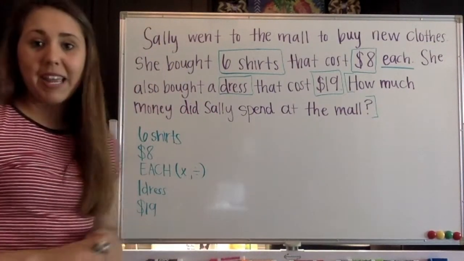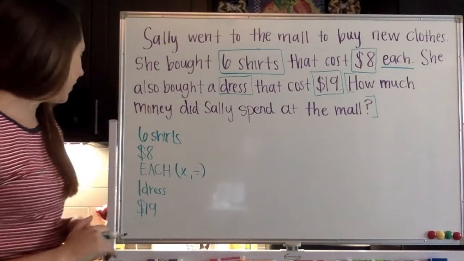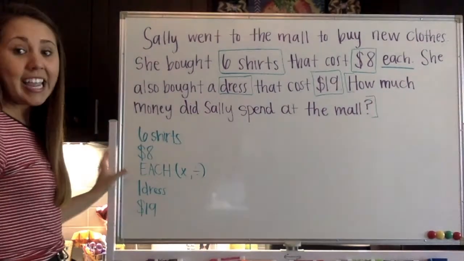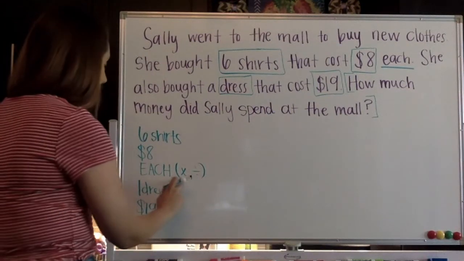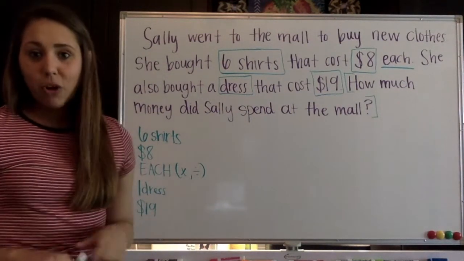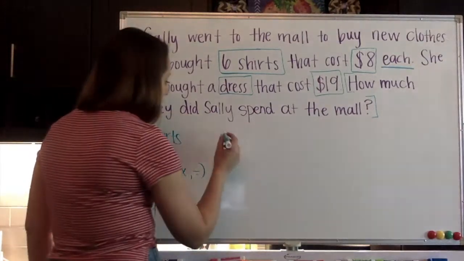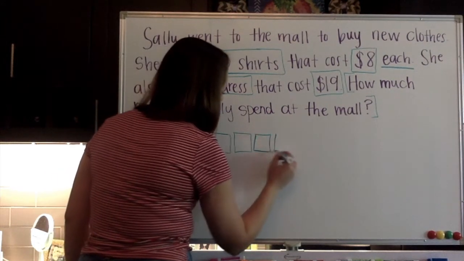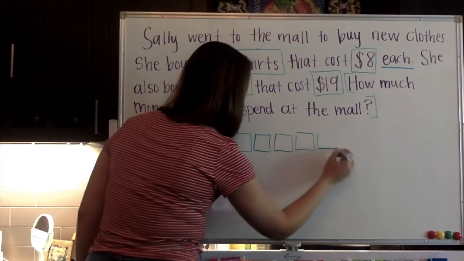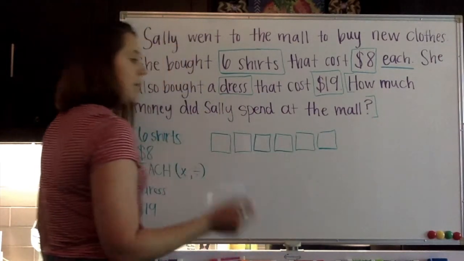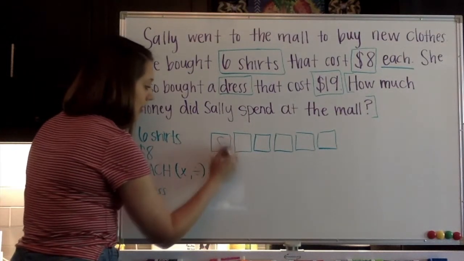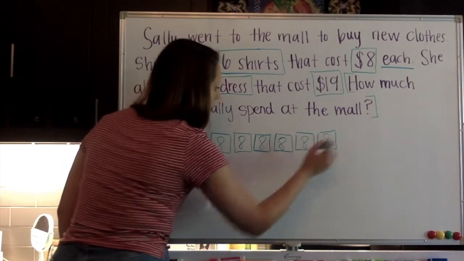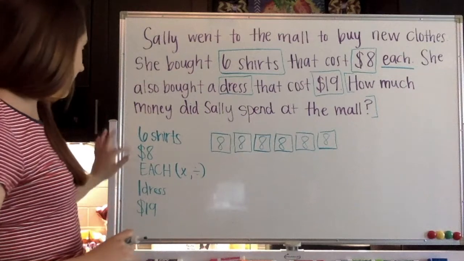So now that I've pulled out all of my information, it's time to solve the problem. So my first section of important information says 6 shirts for $8 each. So I know that each is either going to mean to multiply or divide. So I'm going to draw a picture to help me figure it out. So I know that I have 6 shirts. I'm going to draw them as squares. So I have 6 shirts. 1, 2, 3, 4, 5, 6. And they are $8 each. So this one is 8, 8. So they are each $8, just as the problem said.